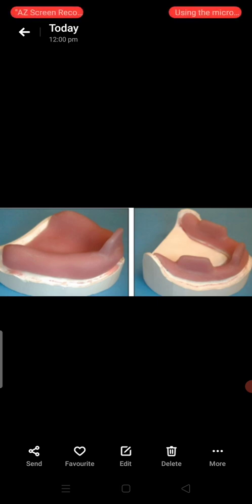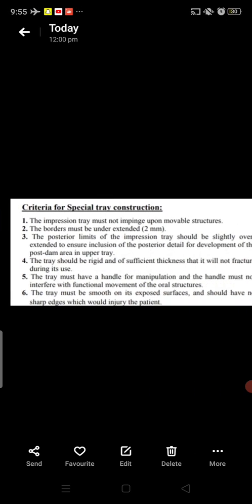Look at the tray. On the lower surface of the tray in the flange area, it is 2 mm short, because at that area we will do border molding. We apply the green stick wax on that area for border molding.